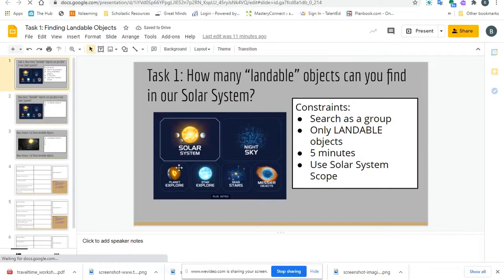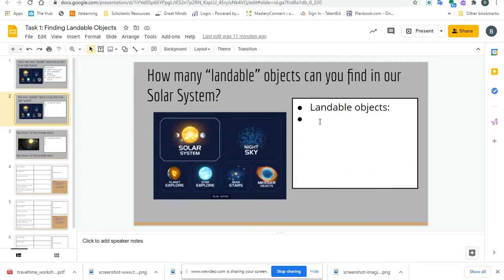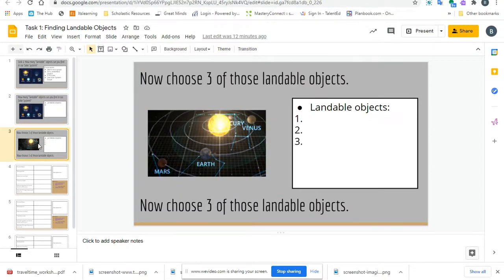You are going to first figure out how many landable objects you can find in our solar system. You're going to be able to work with a partner or possibly a group, and you're simply going to write those landable objects here. Put as many as you can find. Objects that you can land on. Don't research them, just use Solar System Scope to find as many as you can. Once you've done that, you're going to choose 3 of those landable objects. Just 3 of your favorites that you found in there. Maybe you go back in and you look, but your goal is to choose 3.